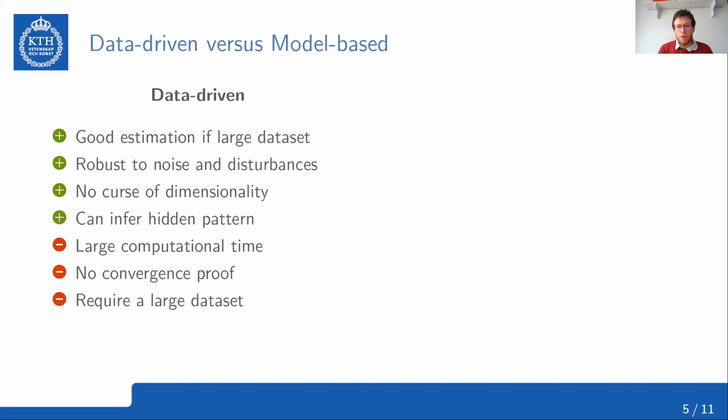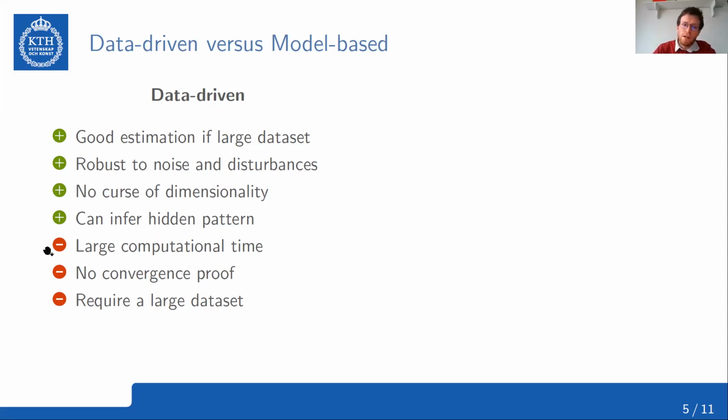And here is a summary of what I've said. If you use a data-driven framework, for instance machine learning, then you get a good estimation of your function if the data set is quite large. You're most often robust to noise and disturbances. You do not have the curse of dimensionality. So this means that if your V function is multidimensional, let's say belongs to R^1000, then you can still solve it. And sometimes you can infer some information. For instance, you can maybe infer a model of your system.